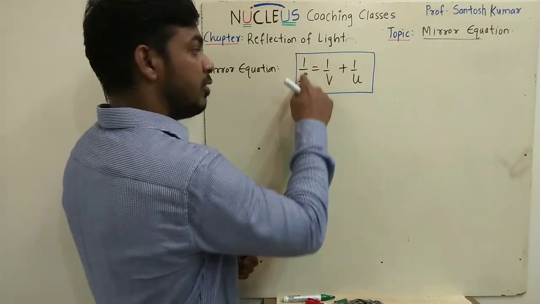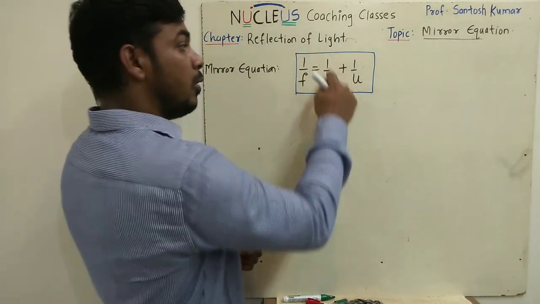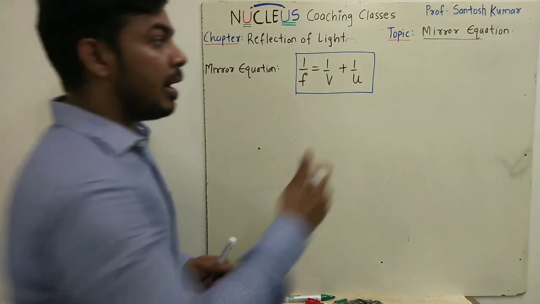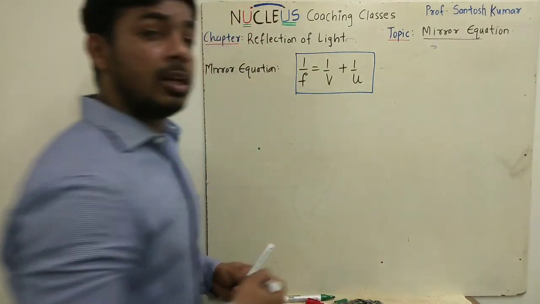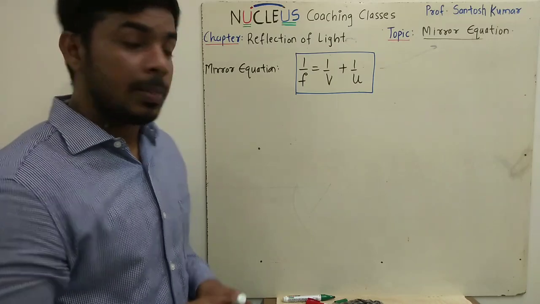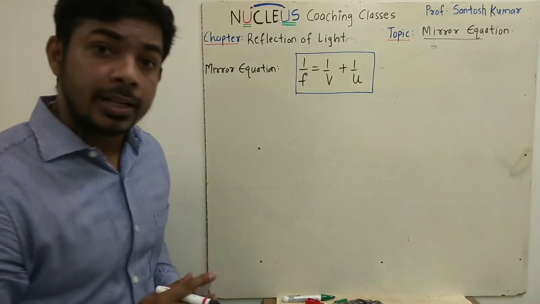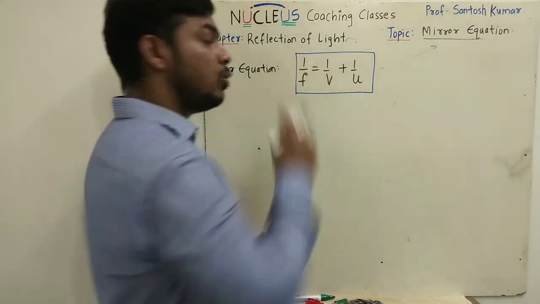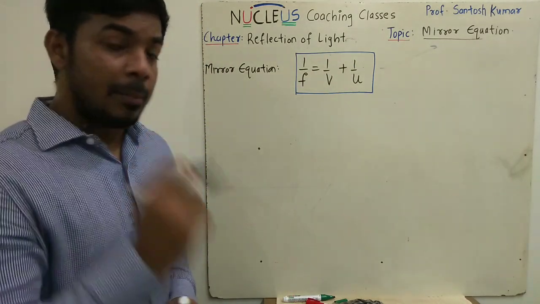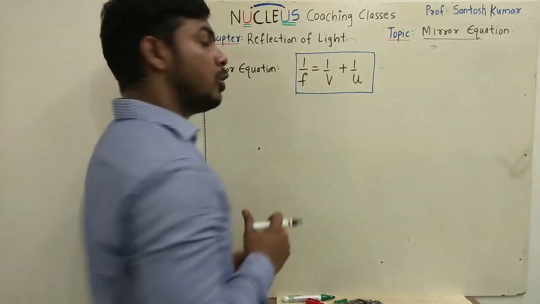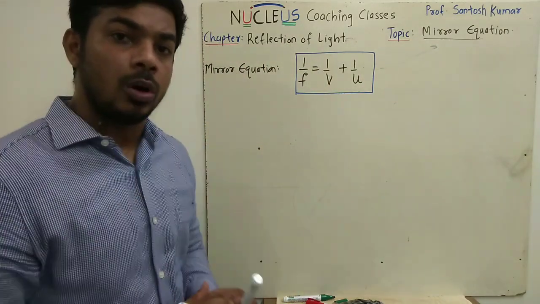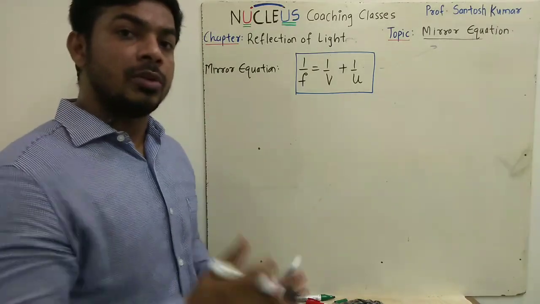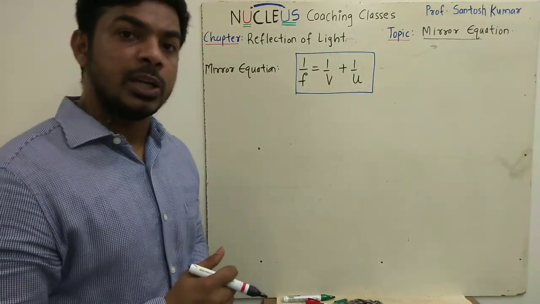So the equation 1 by f is equal to 1 by v plus 1 by u is called as mirror equation for spherical mirror, where f is the focal length of a spherical mirror, v is the image distance and u is the object distance. Remember, the proof for this equation is not required at all. We have to use this equation directly while solving the numerical.